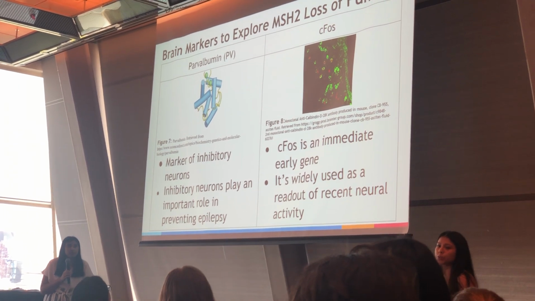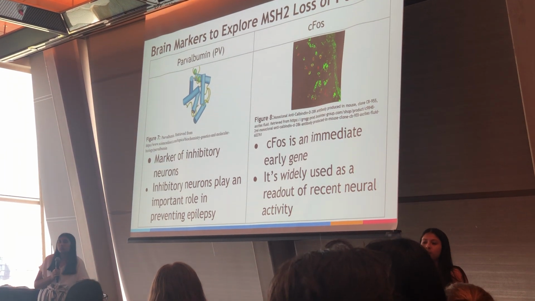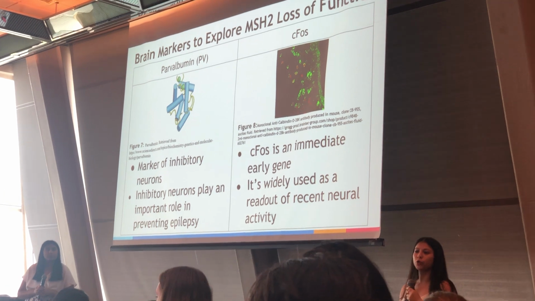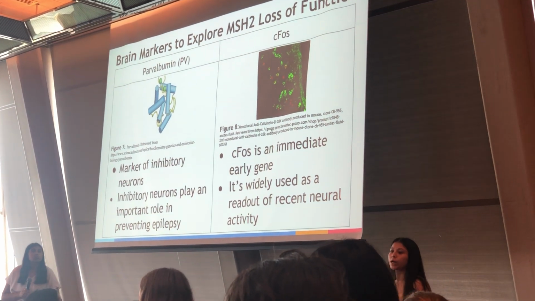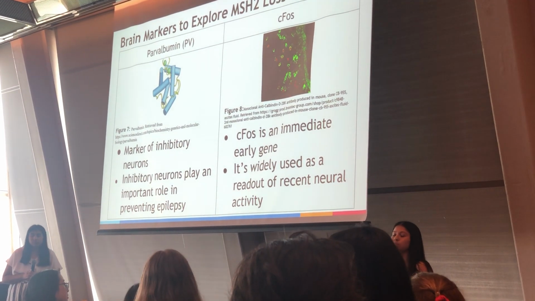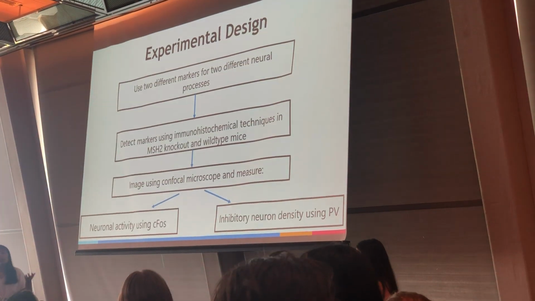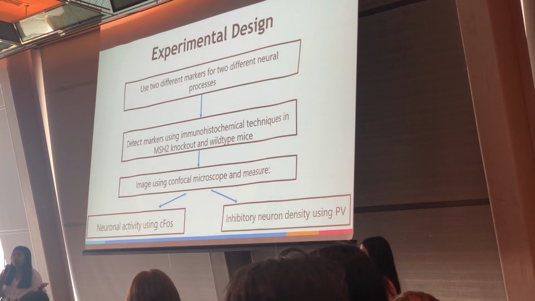The second marker we used was CFOS. The CFOS is an immediate early gene, but the protein that it produces is used as a marker for recent neural activity. So when looking at our images, we want to see which one expresses more CFOS, meaning has more neural activity. So here's a brief overview of our experimental design.